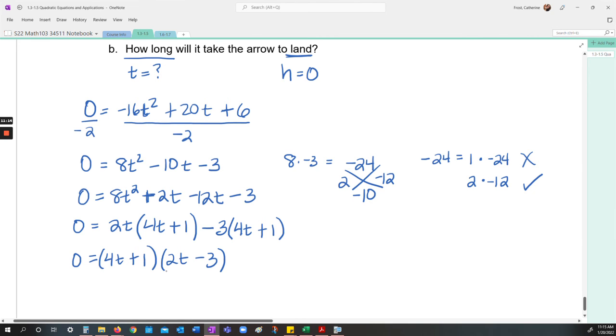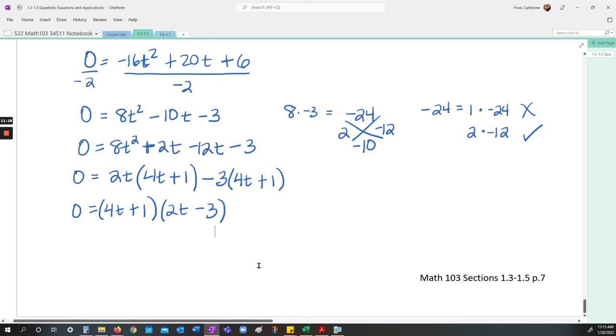Okay, so we have two factors to set equal to 0. So two potential answers. 4t plus 1 equals 0, comma, 2t minus 3 equals 0. So 4t equals negative 1, divided by 4, and then t equals negative 1/4. Okay, that's not going to be a possibility. We're not going back in time with this arrow.